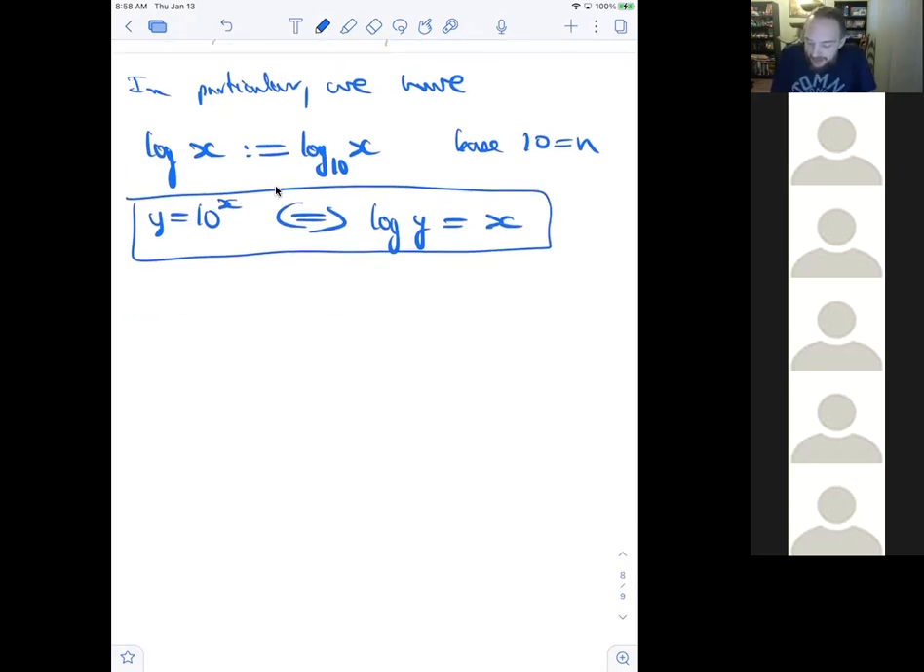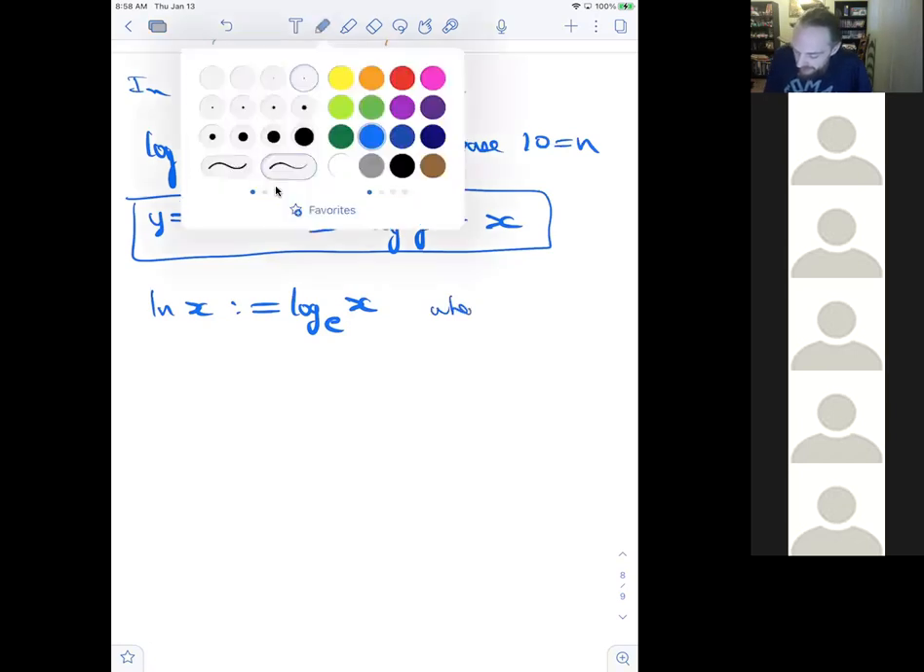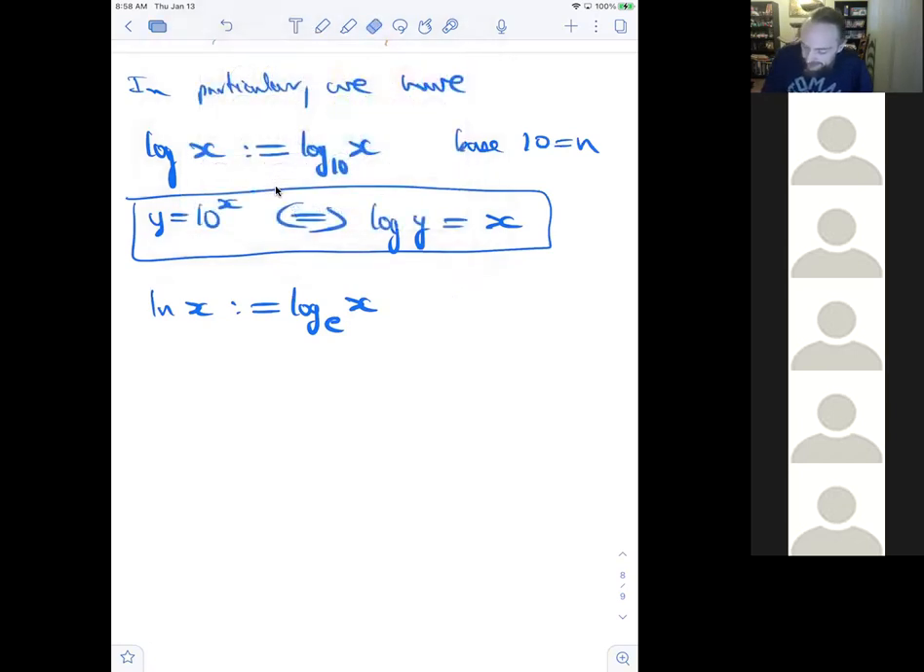And ln x is by definition log base e of x, and we're going to discuss e right now. So this is where the base equals e. And this is the natural logarithm.